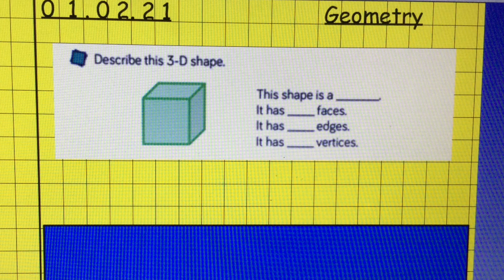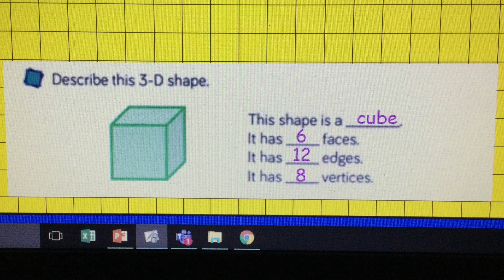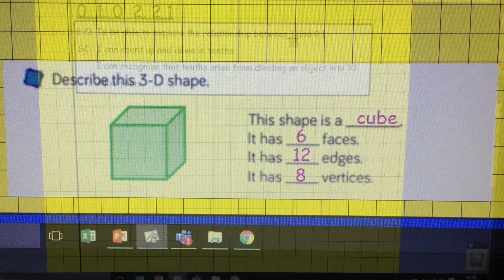And here is your geometry challenge today. Please can you write out the sentences and fill in the gaps in the middle that ask you for the properties of this particular 3D shape. And here are your answers. This 3D shape is a cube. It has 6 faces, it has 12 edges, and it has 8 vertices. Remember, edges are where faces join together, and vertices are where edges join together.